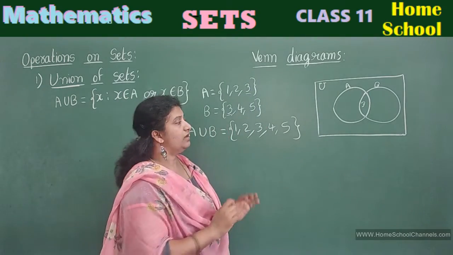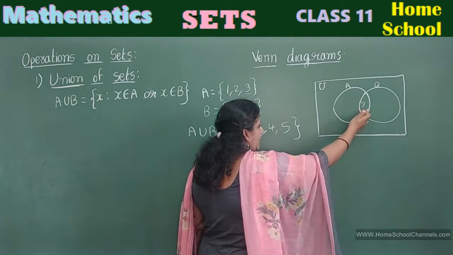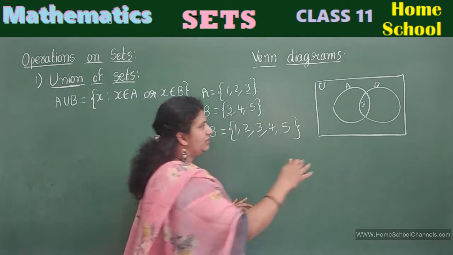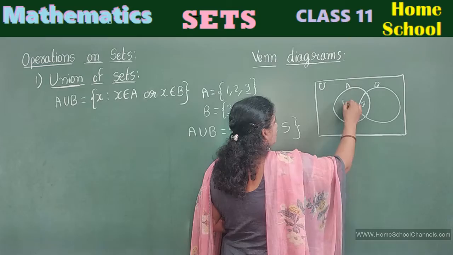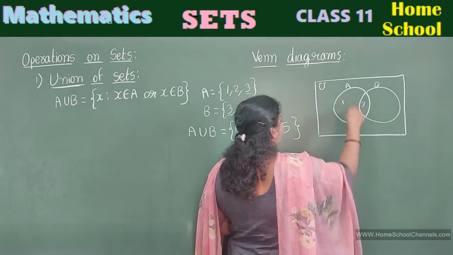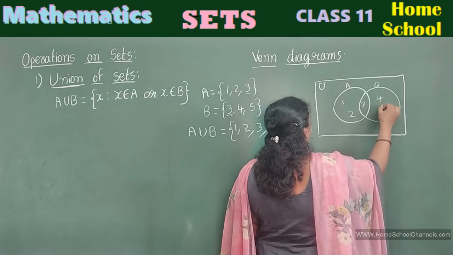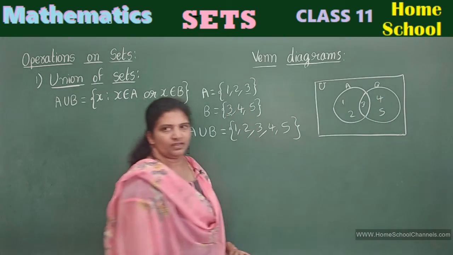Now other than common elements, what are all the elements there in A? 1, 2, 3. 3 I have already written. So write here 1, 2. Anyway, you can write in the circle. Next B. Other than 3, 4, 5.